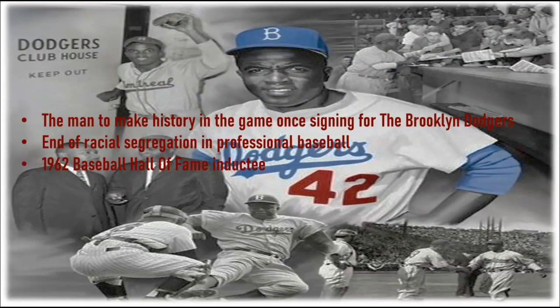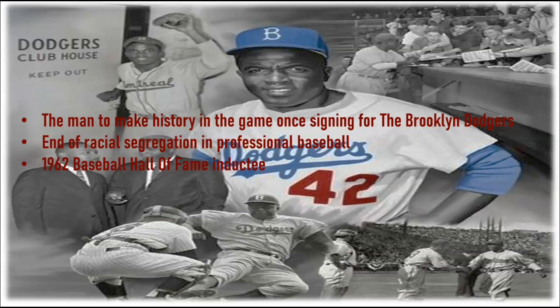1947. The time when a man changed the history of the game once he signed for the Brooklyn Dodgers as their first baseman. This is none other than Jackie Robinson. This meant the end of a racial regression in professional baseball.